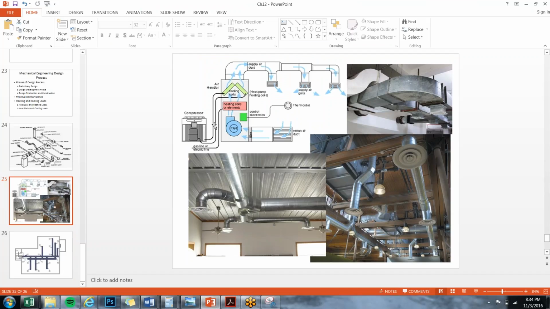And then here's just the idea of the outside compressor, that we have a coil and a fan that's blowing it through when we have forced air. And then we have the supply air duct here. We have supply air grills. And then we have a return duct. So sometimes these things are in the ceiling, sometimes they're in the floor.